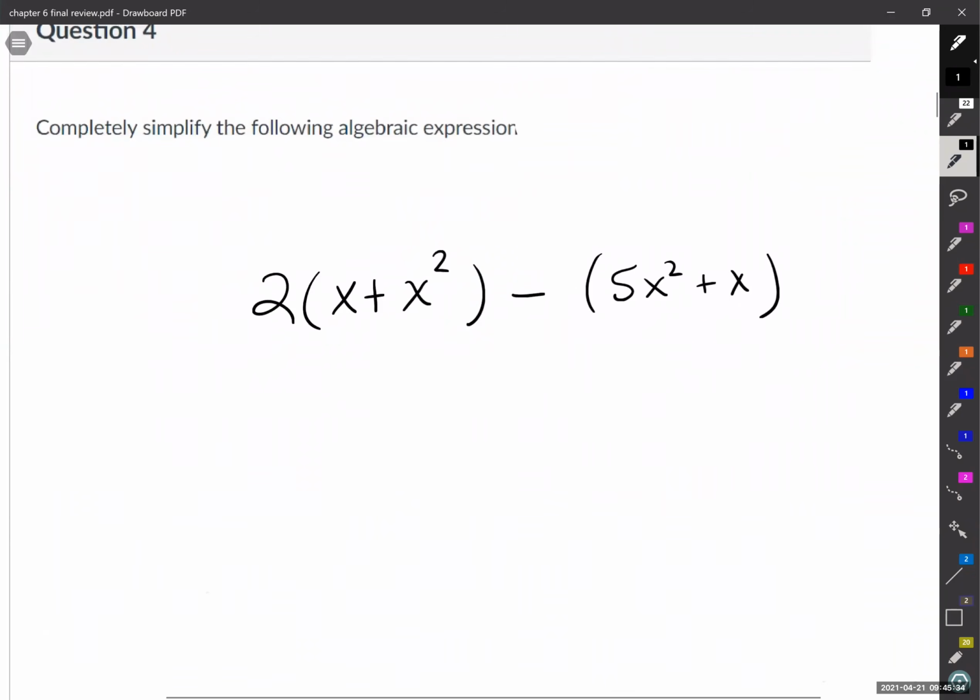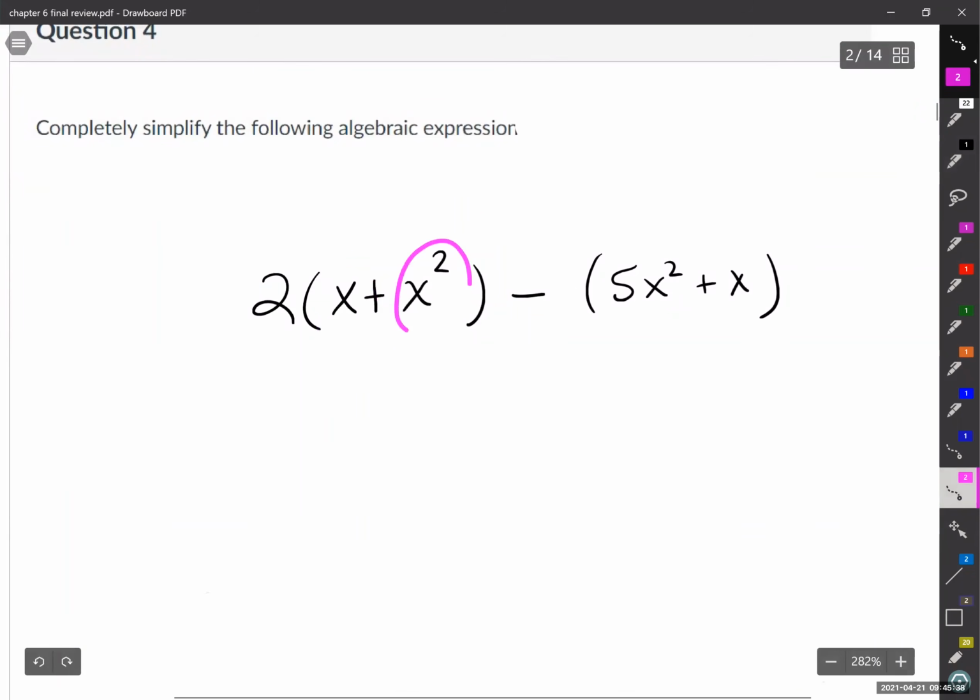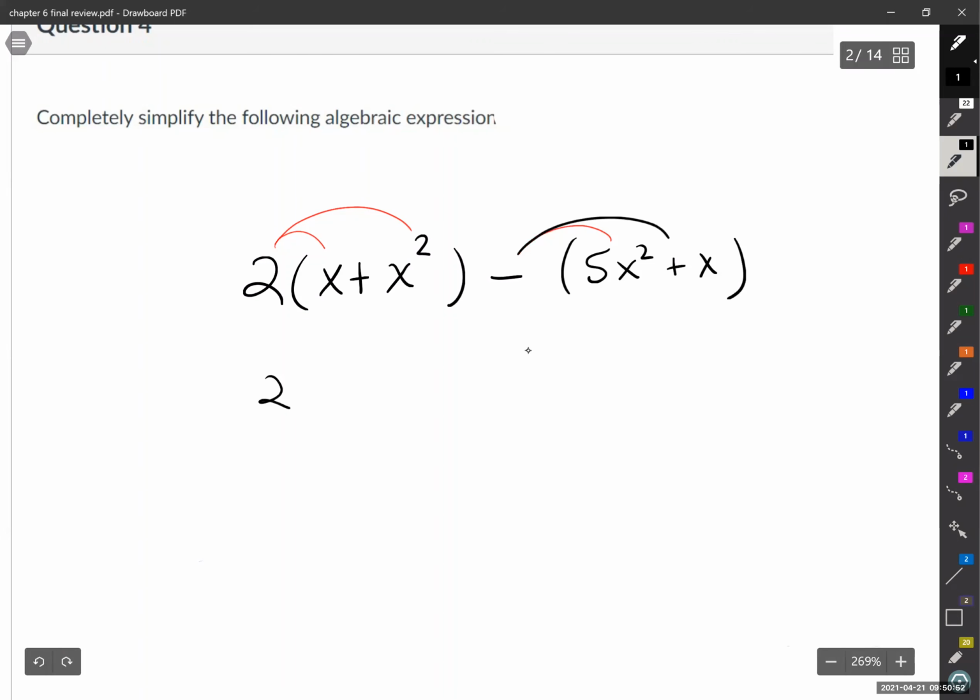Now we know if we're looking at terms that have x's and x squareds, we treat x's and x squareds differently. So I'll give everybody a moment if y'all would distribute and combine like terms here. So we should get 2x plus 2x squared minus 5x squared minus x. The x squareds combine together as the x's do. So did y'all find x minus 3x squared? Okay.